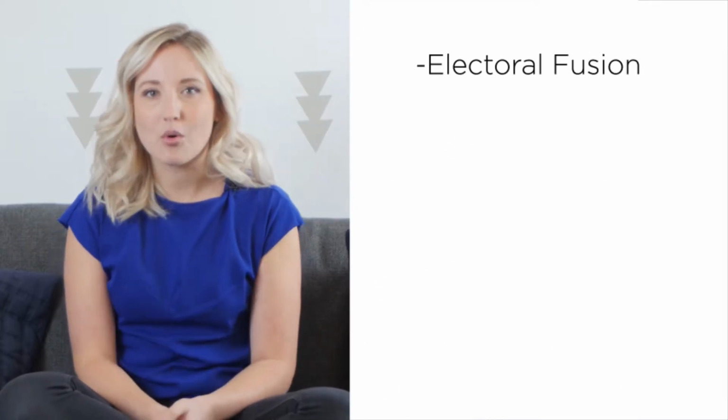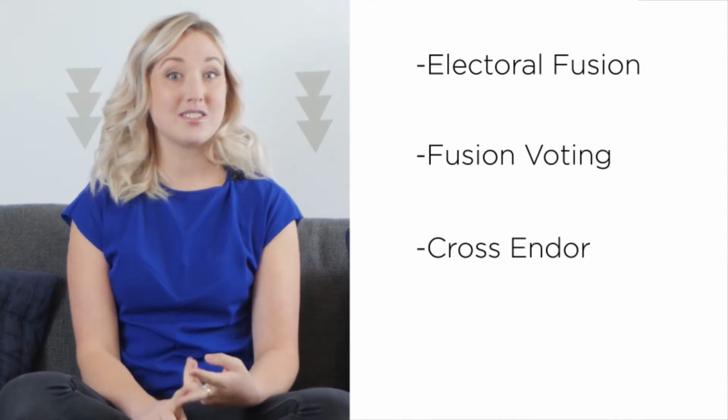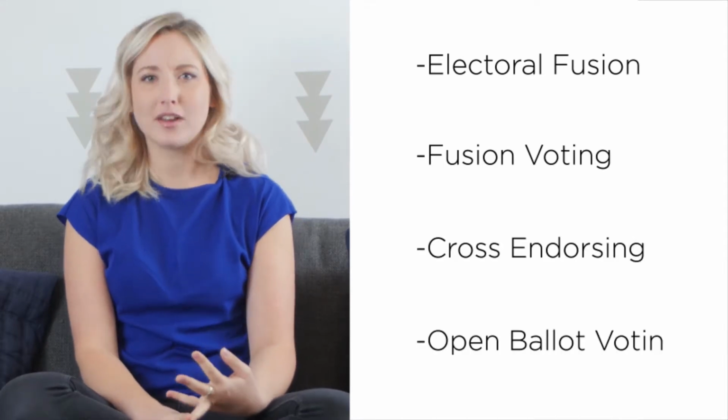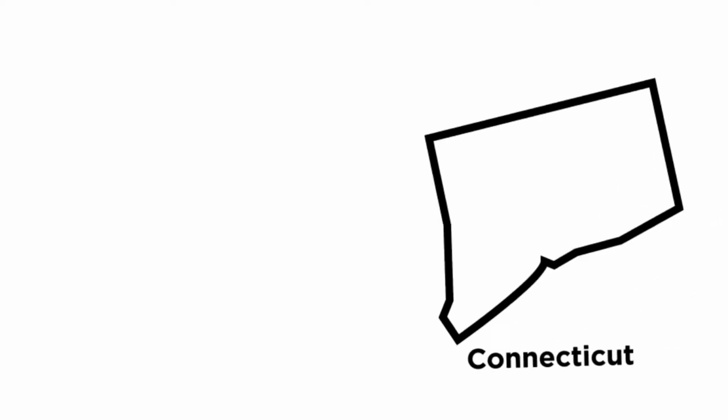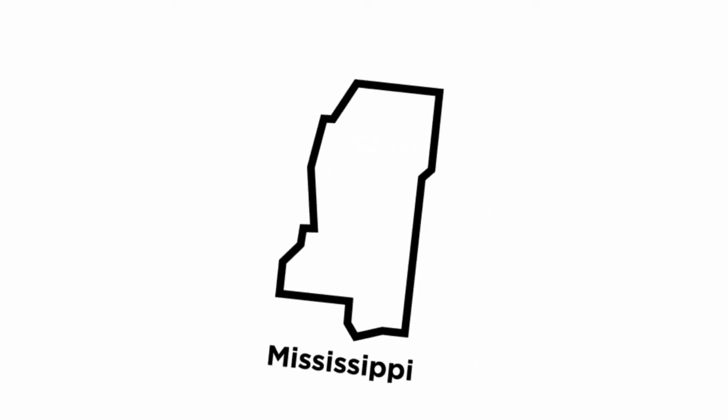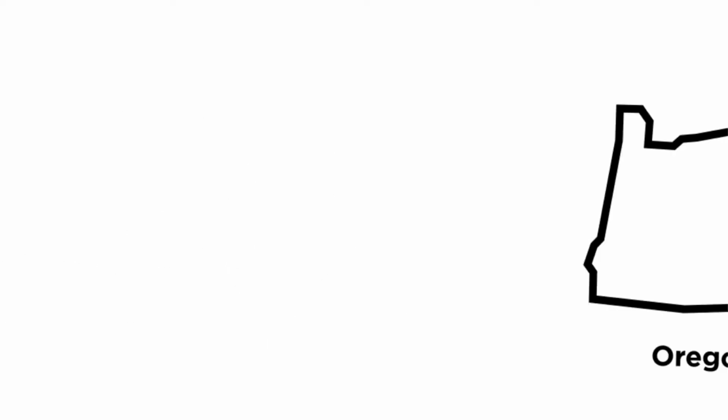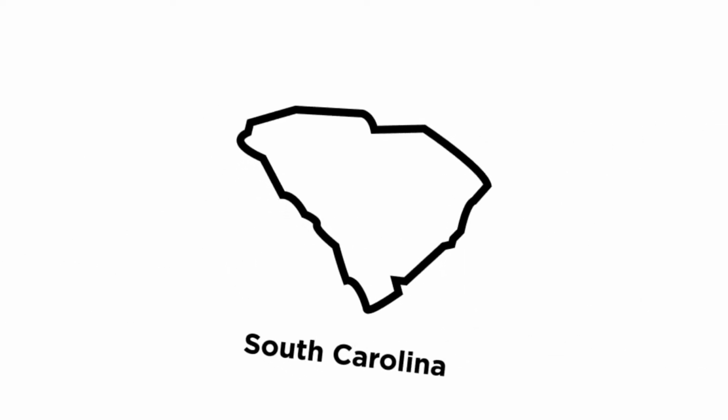Electoral fusion, or fusion voting, or cross-endorsing, or open ballot voting. These are all terms for when a candidate is endorsed by more than one political party and they are listed more than once on a ballot. And apparently, only 8 states allow this. We got Connecticut, Delaware, Idaho, Mississippi, New York, Oregon, South Carolina, and Vermont. And here I thought it was just a nationwide thing.